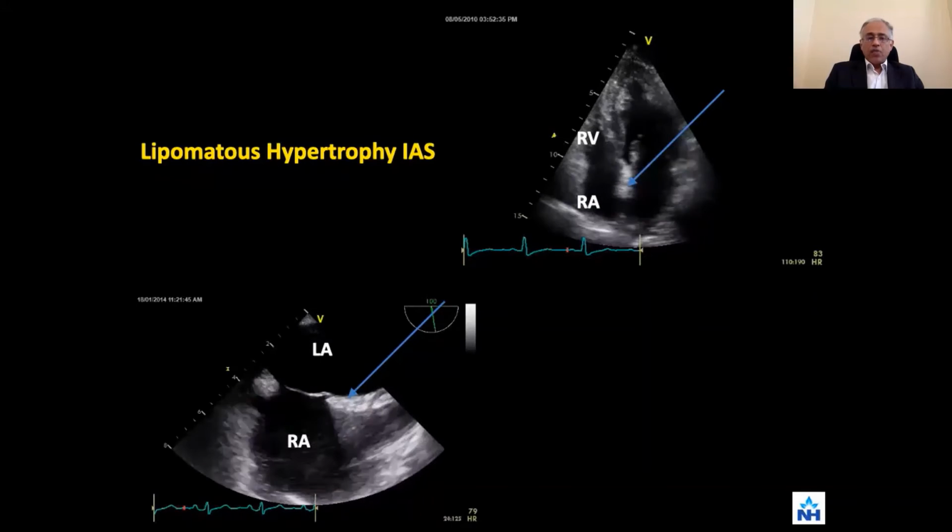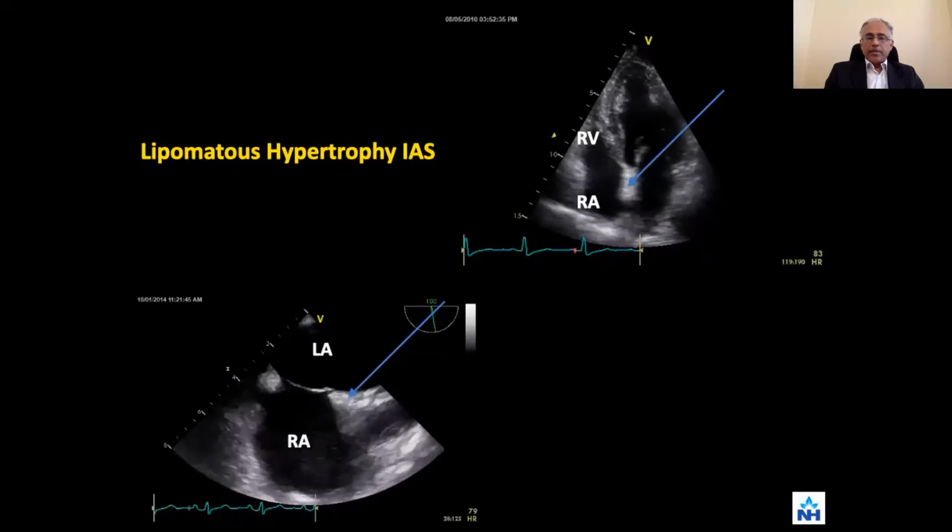So that is how the interatrial septum looks when it is thick, with this lipomatous deposition, especially as one ages. You see it more in elderly people.